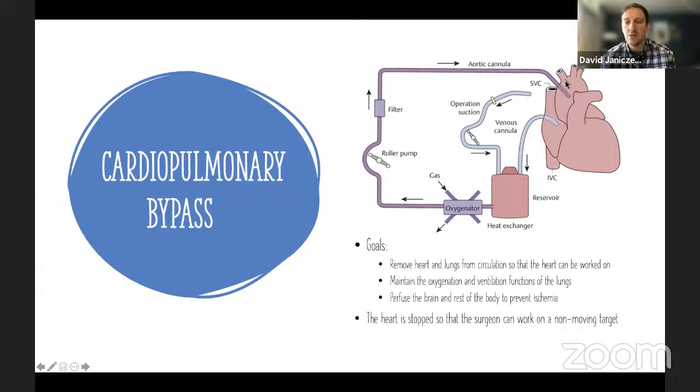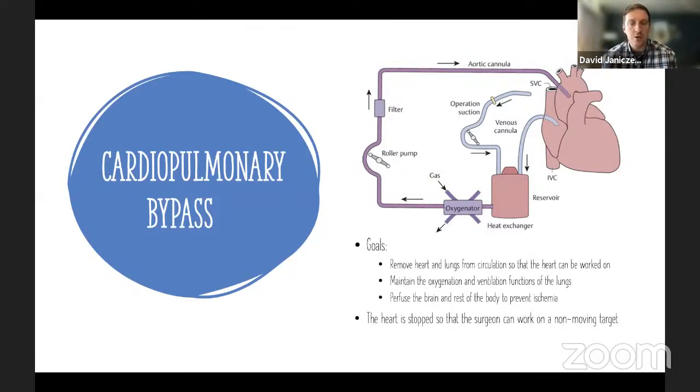And then this is the aortic cannula. And so then the blood is allowed to basically flow back through the body. So this is the bypass of the heart. So it sucks blood out from basically where blood returns into the IVC and right atrium, and then pumps it back to the aorta to go to the rest of the body.